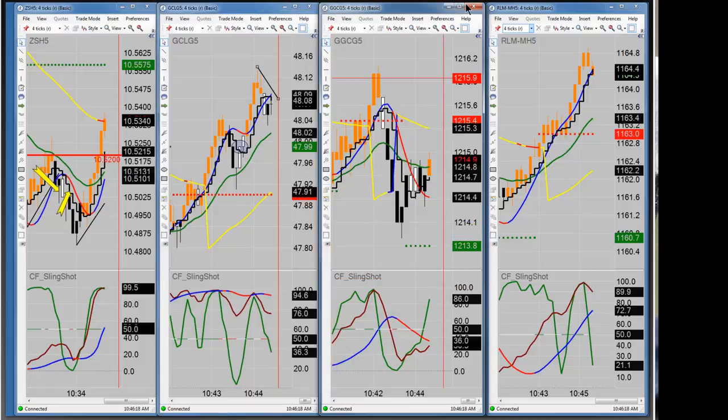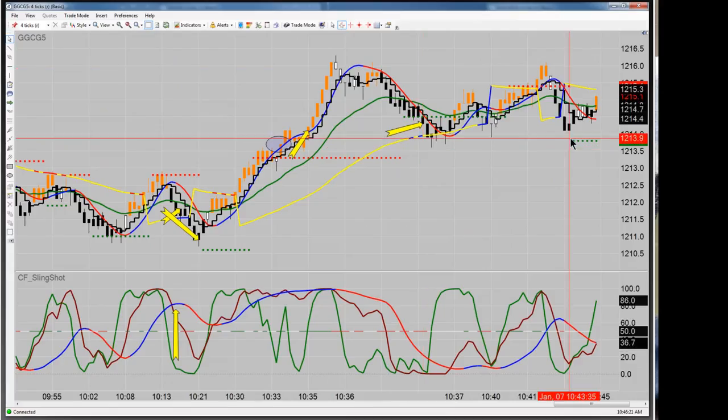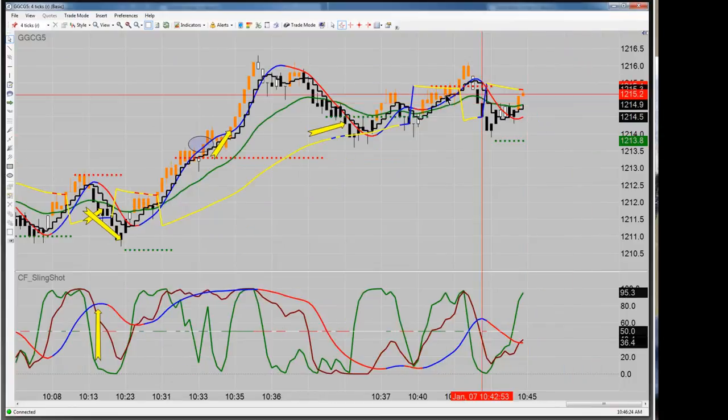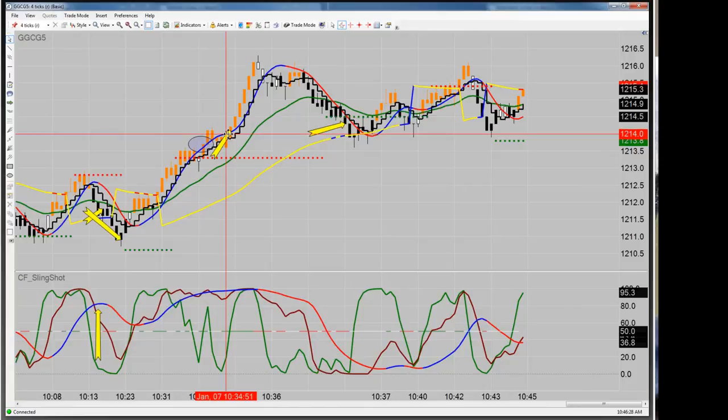Now, I'm not going to trade the gold because it's not trending. Gold is just stuck in a range right here. The best opportunity I had on gold was right here, and I was in it, but it went from there to there in about 3 seconds.